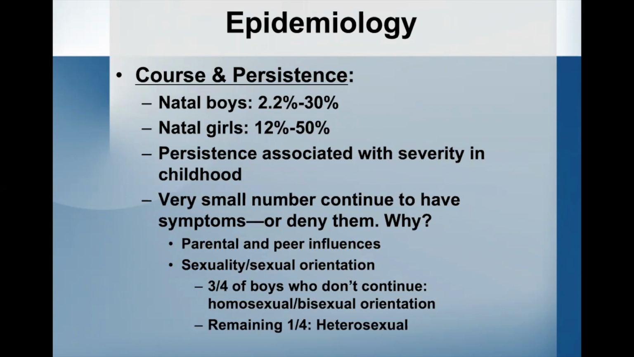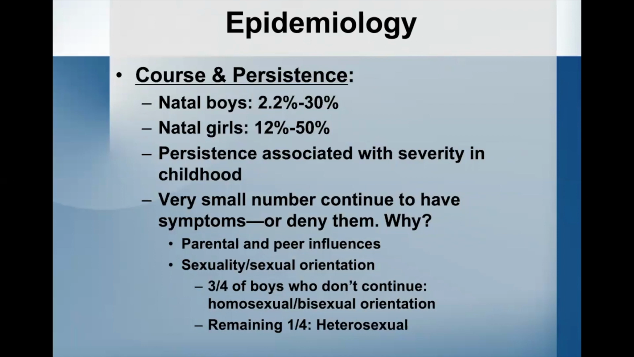Studies have also examined the percentage of those with gender dysphoria that persist into adulthood and find that this persistence is modestly correlated with the severity of the dysphoria that they had in childhood. So among natal boys with gender dysphoria, estimates range anywhere from 2.2% to 30% will persist into adulthood. And for natal girls, the estimates range from 12% to 50% will persist to adulthood.